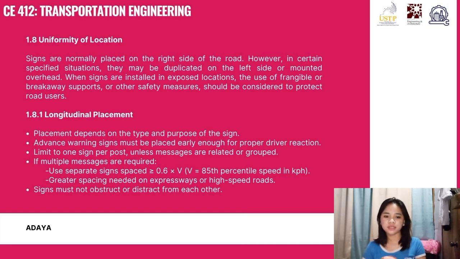So if more than one sign is needed, space them out properly, at least 0.6 times the usual driving speed in meters. So signs must not obstruct or distract from each other. It's important that every sign should be clearly visible.